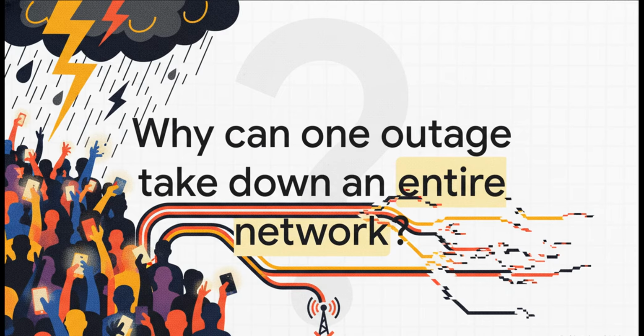You've definitely been there, right? You're at a huge concert or maybe a big storm rolls through and suddenly nothing. Your phone is a brick. So why does that happen? Well, it's because most of our traditional networks depend on these central points. And if they get overloaded or fail, the whole system just collapses.